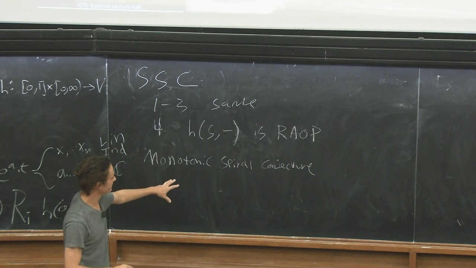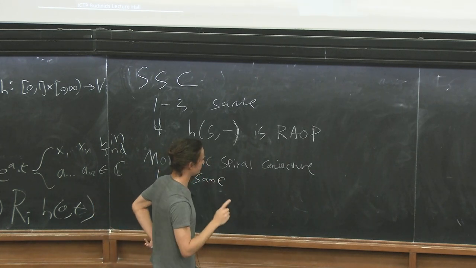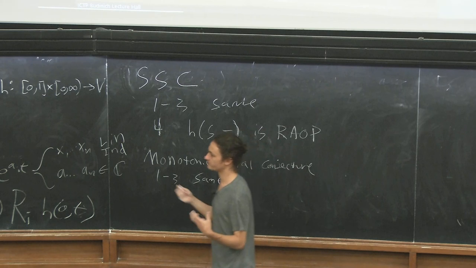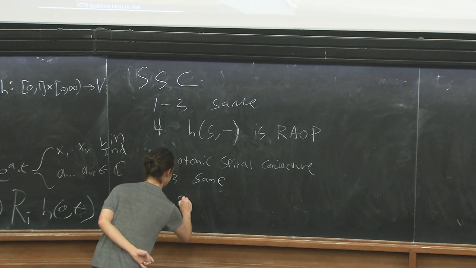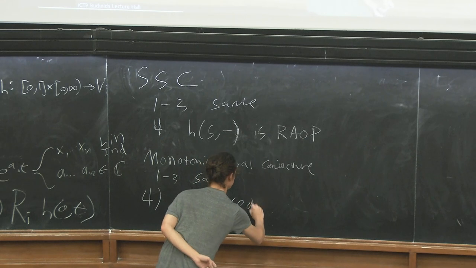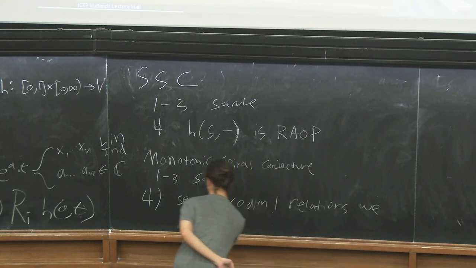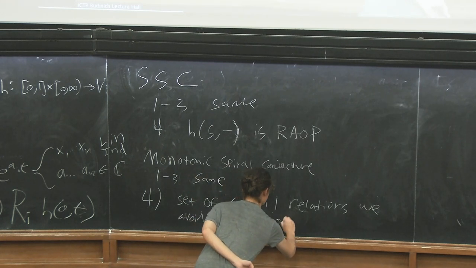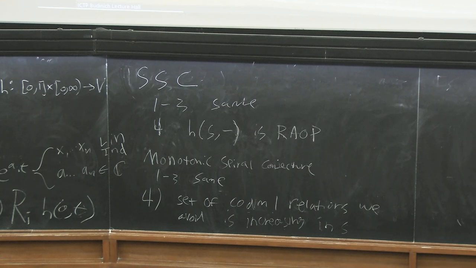And the monotonic spiral conjecture, again, 1 through 3 is the same. And I want to point out only codimension 1 relations matter, because in this homotopy, a small perturbation can be made to avoid anything of codimension more than 1, complex codimension 1, so that's real codimension 2. So in 4, what this is that the set of codimension 1 relations we avoid is increasing in s. So that means that if we avoid a relation at time s, then for all s greater than that, we also avoid that relation.